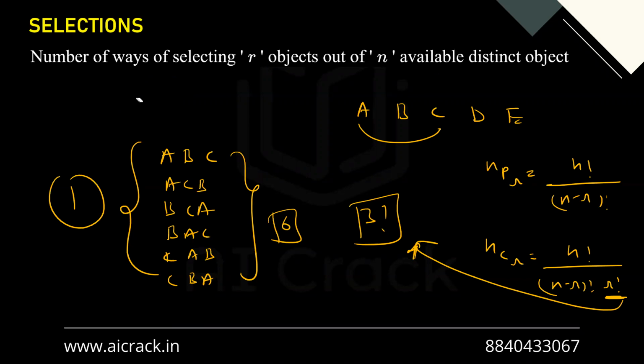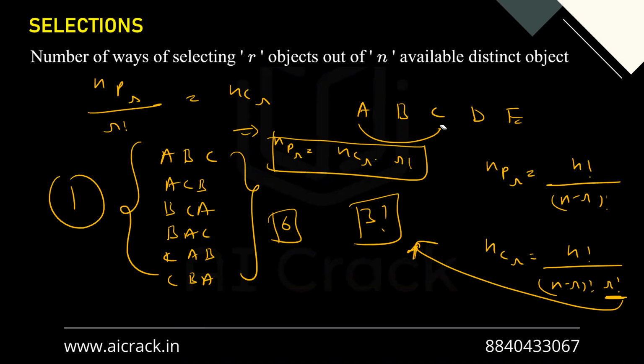So basically NPR divided by r factorial equals NCR, based on the logic and the formula. So that would give us NPR equals NCR dot r factorial. This is our main formula. NPR equals NCR dot r factorial. And from now onwards, even if we have to do the permutations, we'll be using this format and not this format. That would make our life much easier as compared to directly using this format.